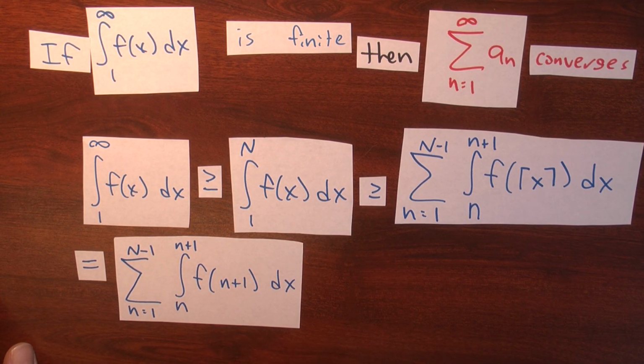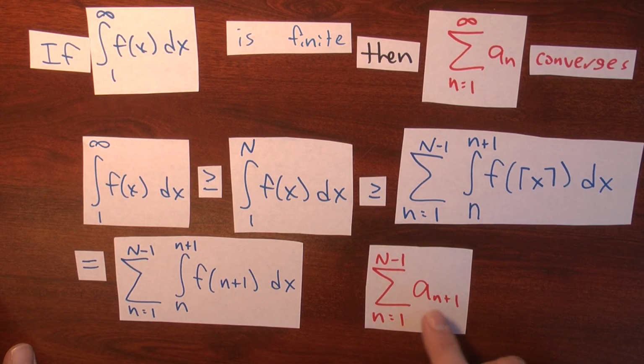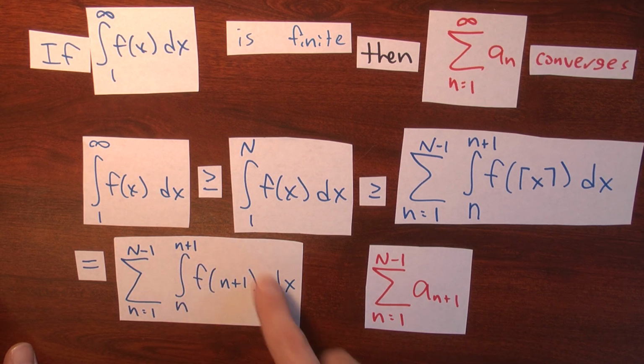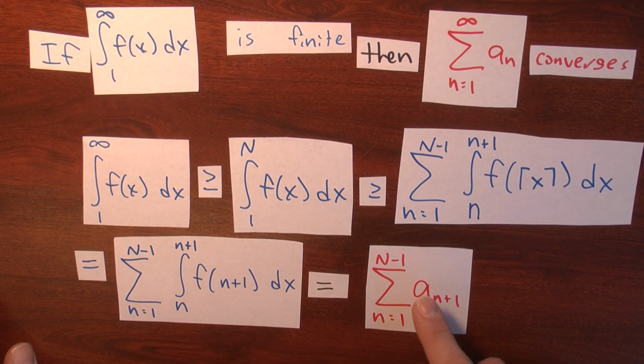So now I've got the sum of the integral of f of n plus 1, but what's f of n plus 1? Remember, f of n plus 1 is just a sub n plus 1, and I'm integrating this constant over an interval of length 1, so this integral just ends up being a sub n plus 1, and that means these are equal.